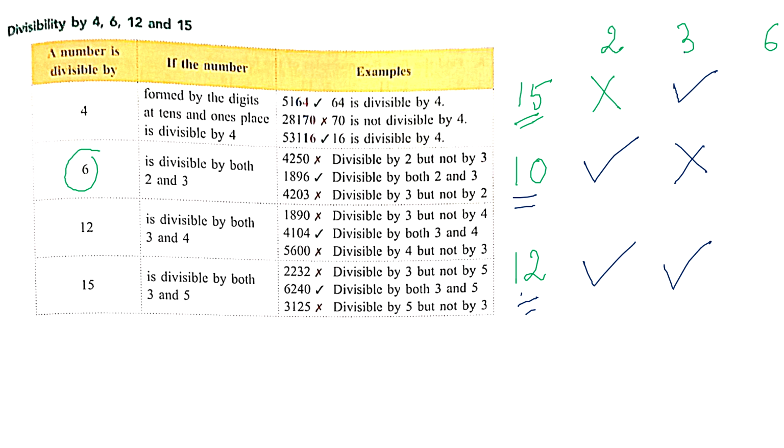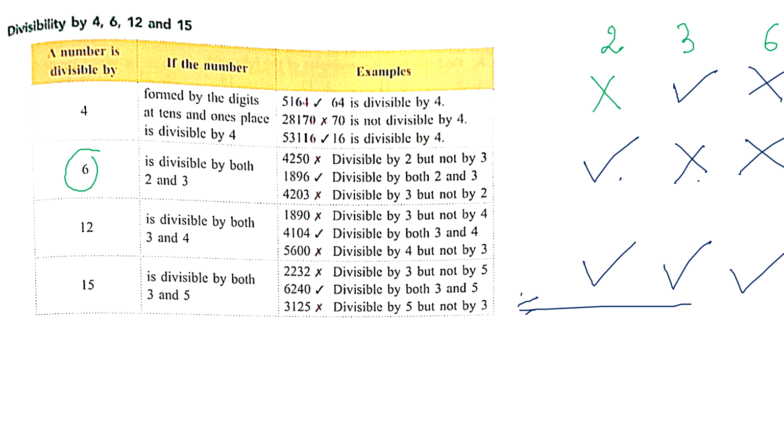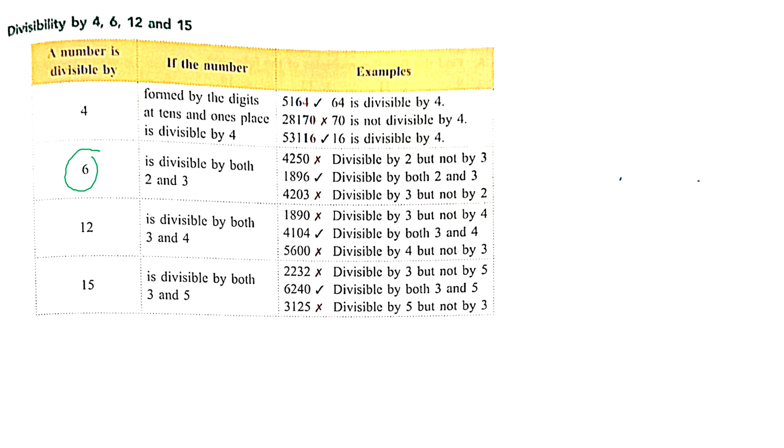Now look at 6. In the first case, the number 15 is not divisible by 2, so it is not divisible by 6. Look at 10: although it is divisible by 2, it is not divisible by 3, so it is not divisible by 6. In the end, 12 is divisible by both 2 as well as 3, so it is divisible by 6. So if any number is divisible by both 2 and 3, then the number is automatically divisible by 6. This is the rule for 6. It's very simple. You just have to check for 2 and 3.